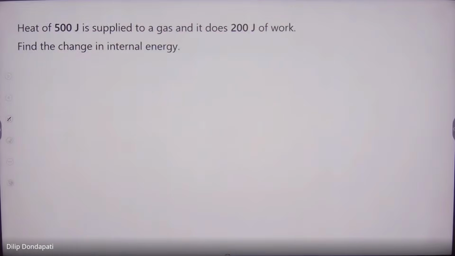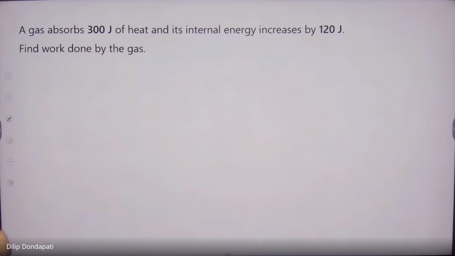Heat of 500 joules is applied to the gas and it does 200 joules of work. Find the change in internal energy. 300. Yes. Next. The gas absorbs this much heat and internal energy will increase.